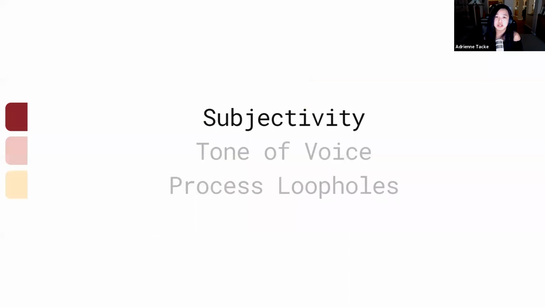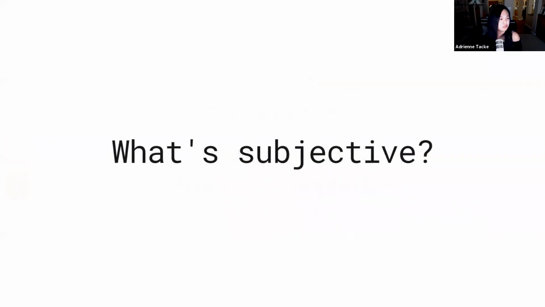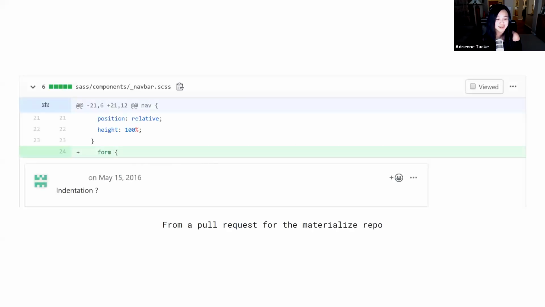So let's start with subjectivity. What is subjective, especially in the context of code reviews? We've all had these kinds of comments before. Here's an example. This is from the materialized repo, and indentation. Somebody says indentation. This is an example of something that is subjective. And I know this can get super heated, but trust me, when I get to the why this should not be brought up in code reviews, it should make a little bit more sense.